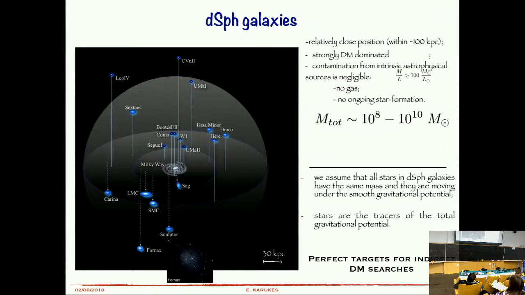So even if, as I said, there are few stars, we can still try to use them to get information about the total potential, even if, for example, they themselves do not contribute to this potential. First of all, we assume that all stars have the same mass, which is of course not true in reality, but for our purpose is more than enough. And that they are moving under the smooth gravitational potential, and therefore they can be good tracers of this potential.